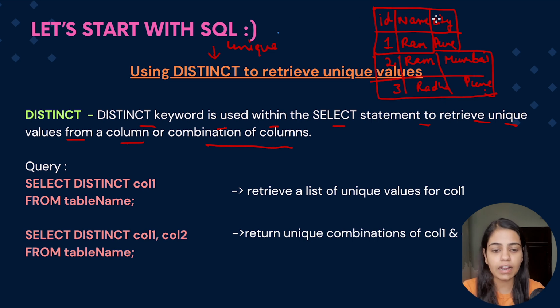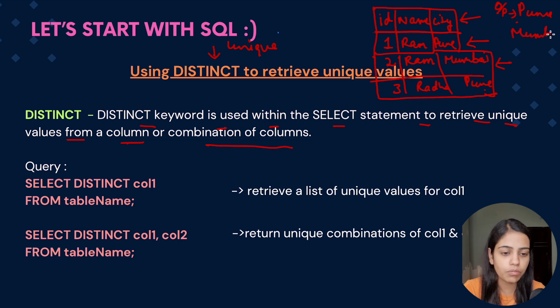So consider that right now I want the distinct values from this city column. What it will do is go to the city column and start fetching the values. The very first value is Pune. Now it has nothing to compare with because it is the very first value, so it will print Pune in the output. Now Mumbai is not existing in row 1, so Mumbai is also a unique value because it is not existing in the upper values. So we will print Mumbai also in the output.